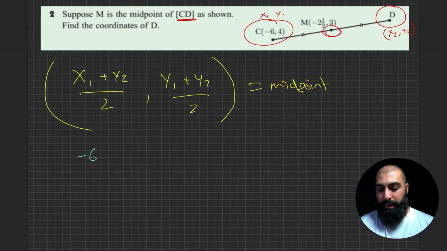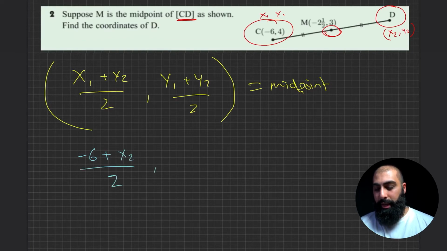So I get -6 plus, I don't know what this is, divided by 2, and then I get my y1, which is 4, plus my y2, I don't know what that is, divided by 2, and that should equal (-2.5, 3).